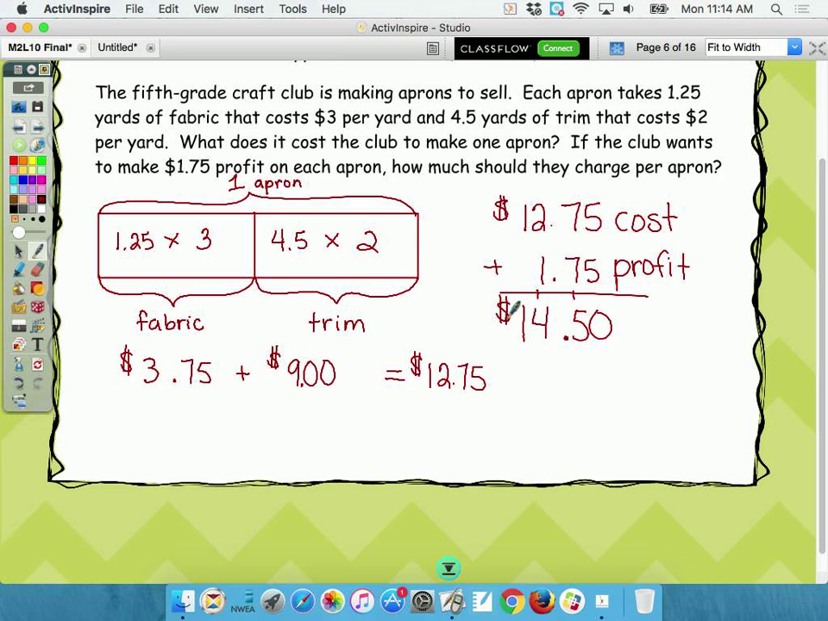I wouldn't want to mess with quarters at the craft stuff. $15. So would I. I would charge $15. Make my life easier. Good job, boys and girls.